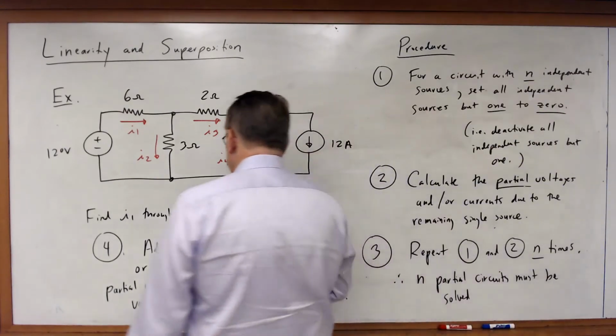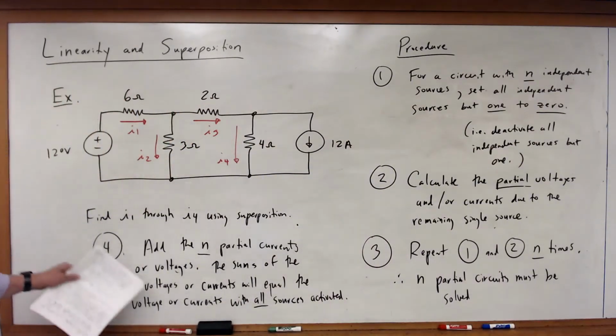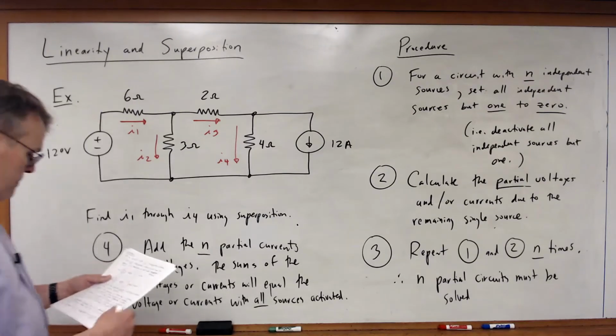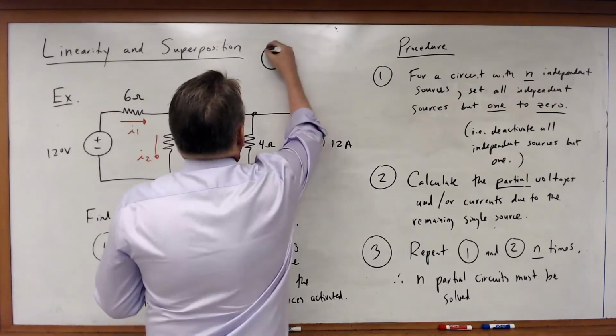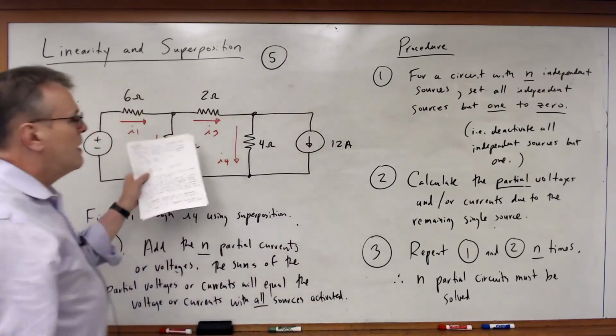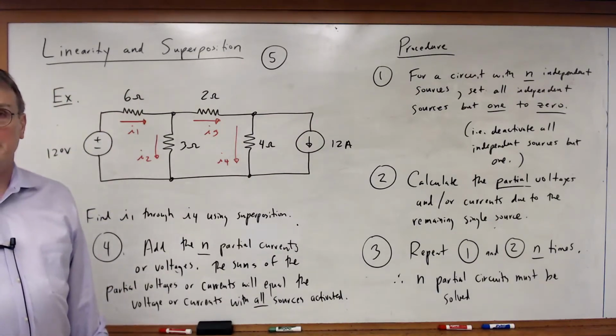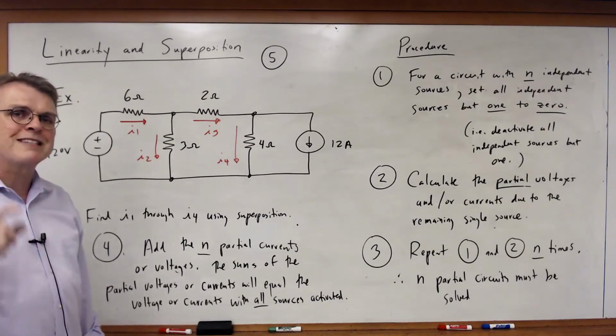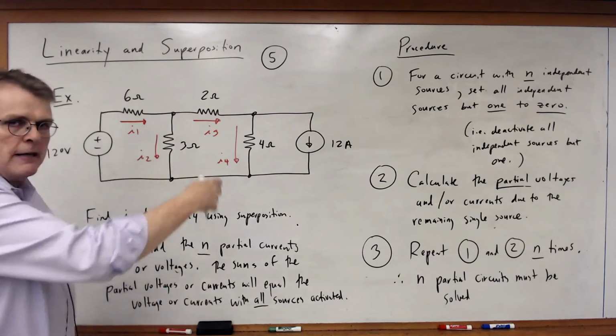Now, one thing I want to add, and we'll do an example of this a little bit later, is there's one final step. What if you have a dependent source? Dependent sources are not activated. You treat a dependent source like a resistor. It will be in every circuit.